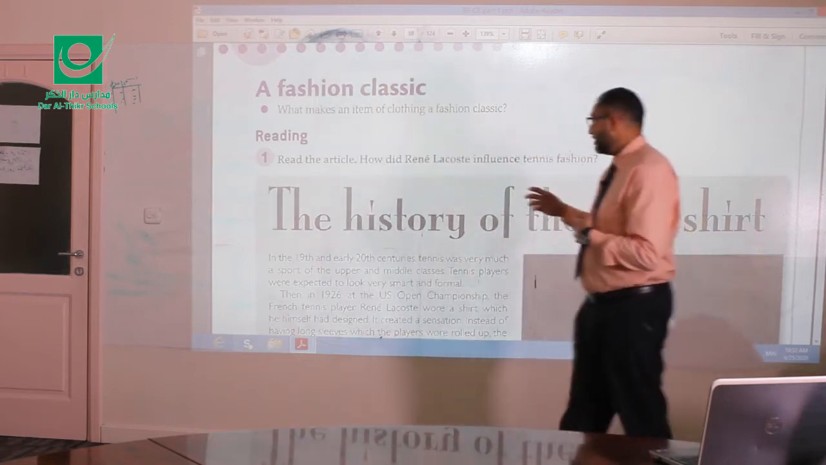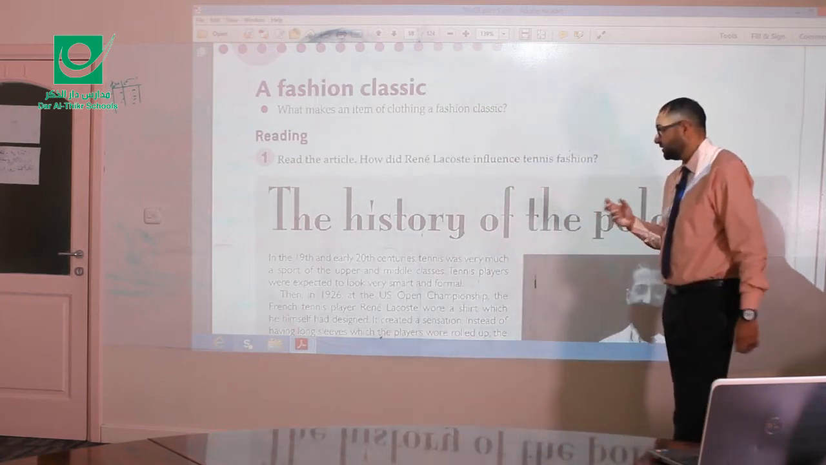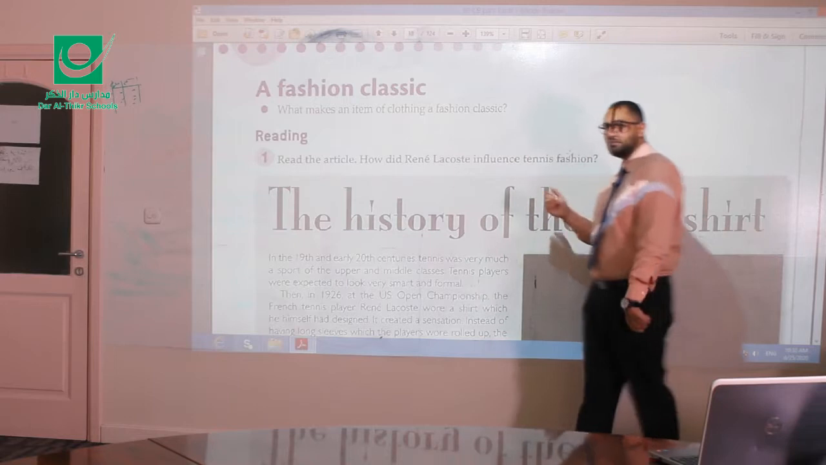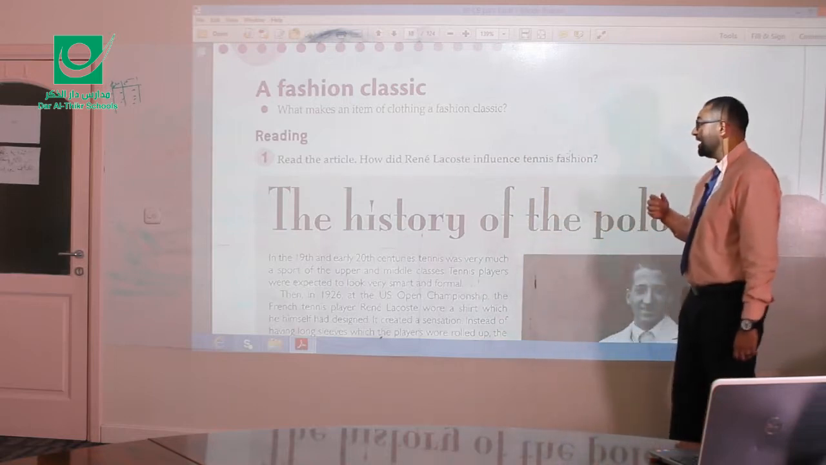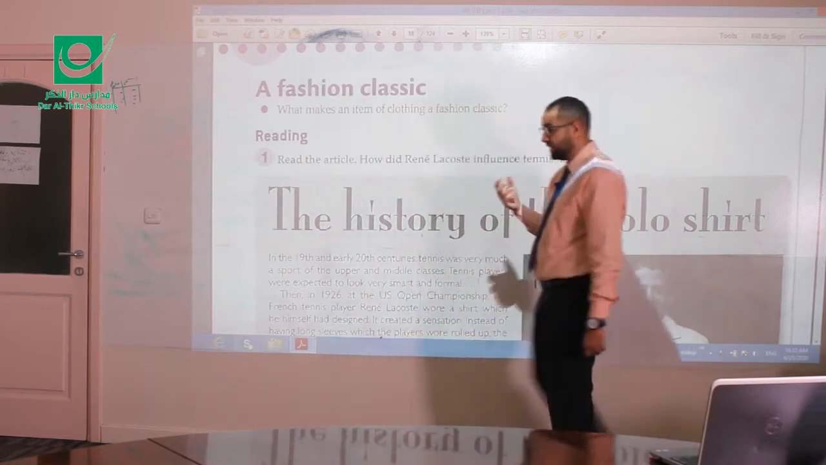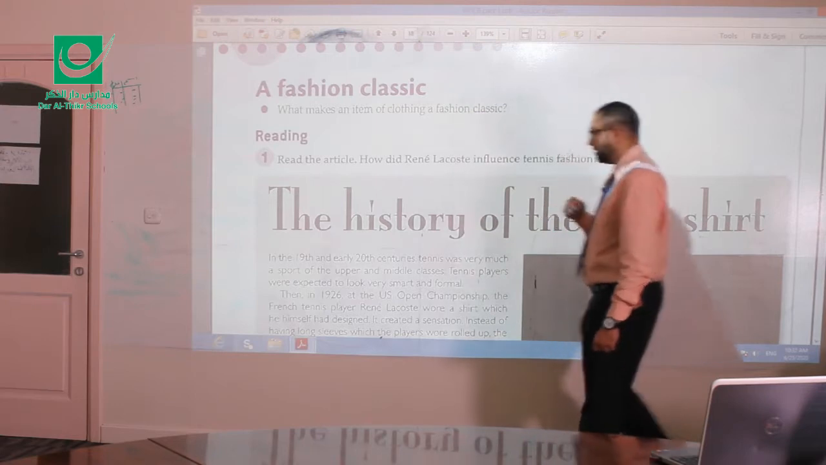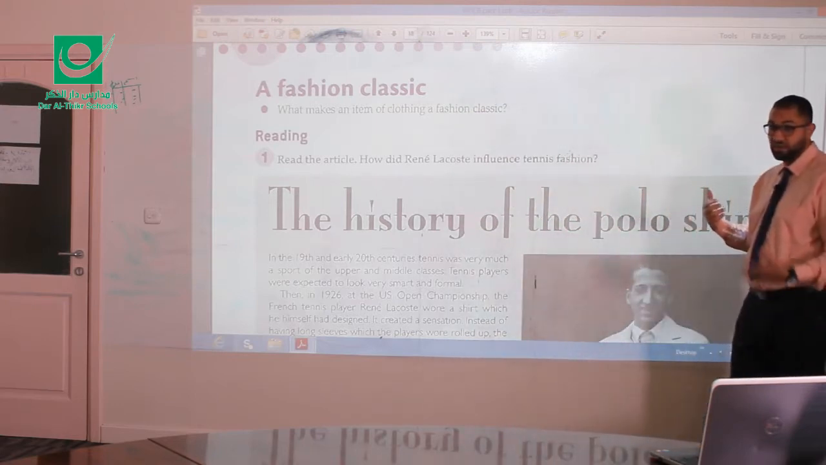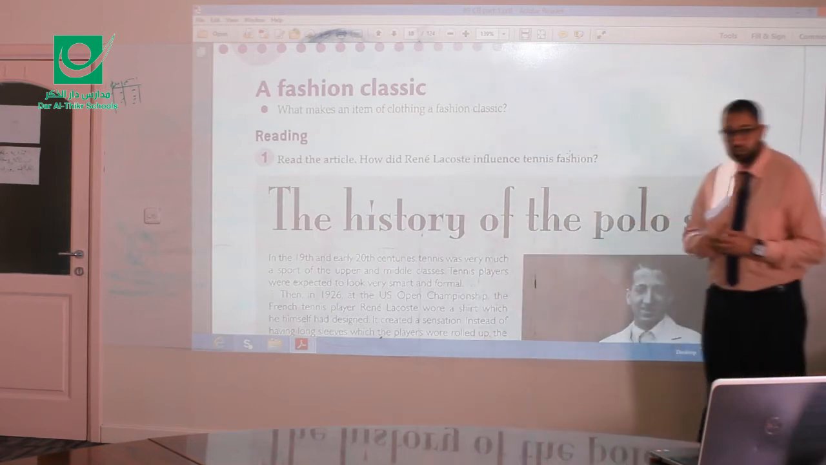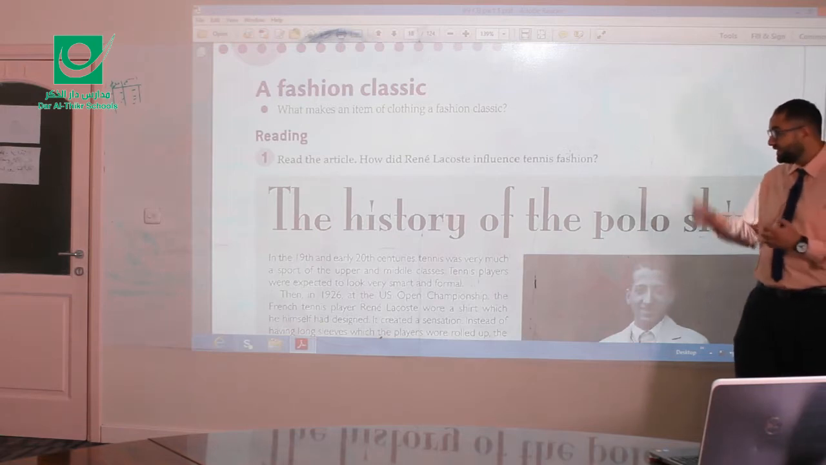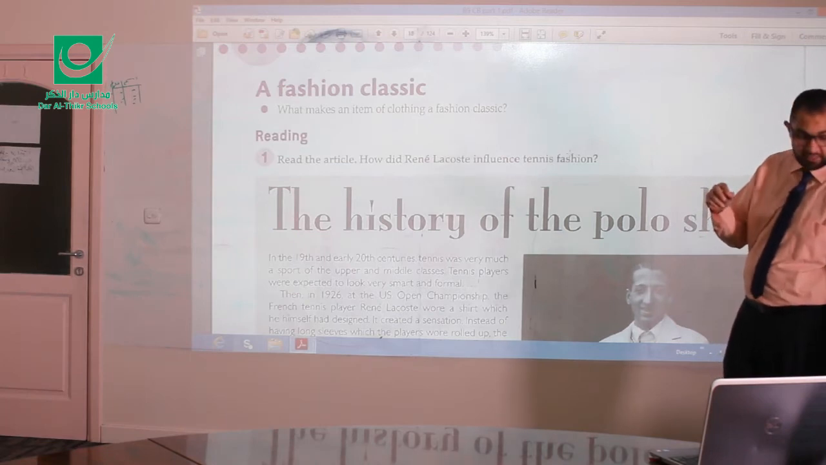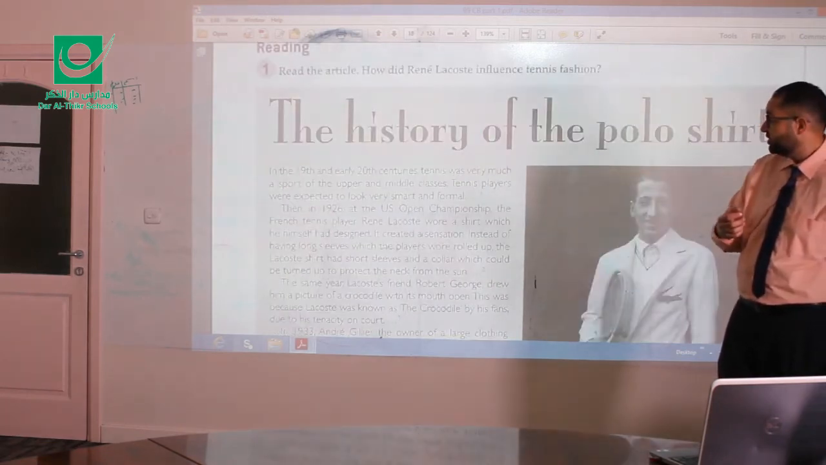So, as you can see here, we have a reading article about someone who's called René Lacoste, and I hope this name brings something to your mind. Lacoste, and how he influenced the tennis fashion at that time. So in the past he influenced the way people who play tennis used to be dressed. I'll leave you 2 minutes to skim the reading and tell me the main idea, or we discuss it together. So it's your time now.